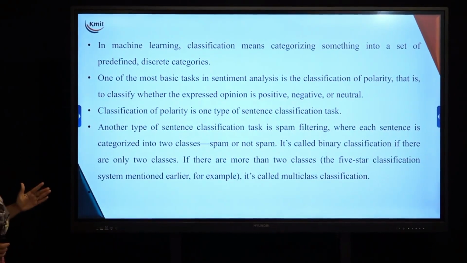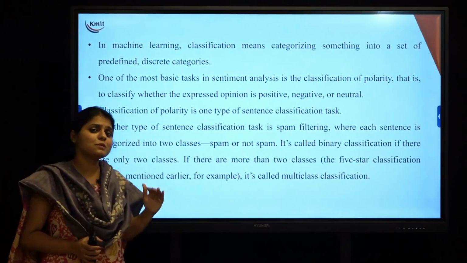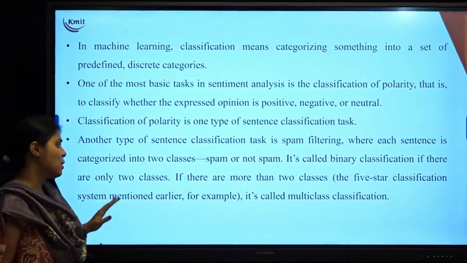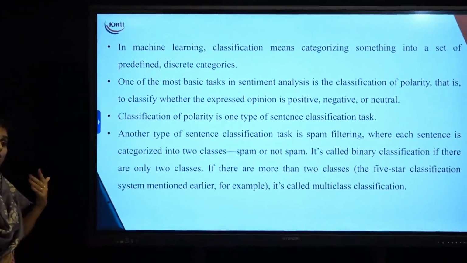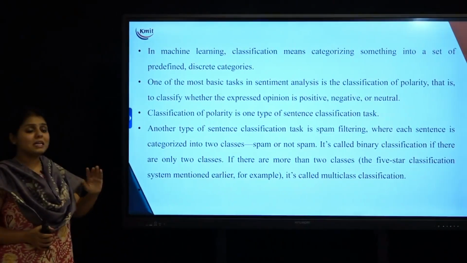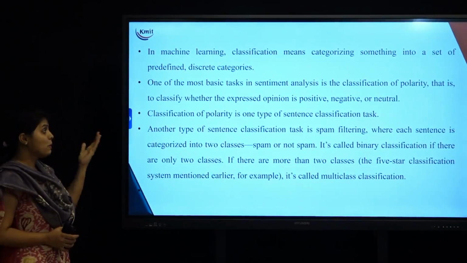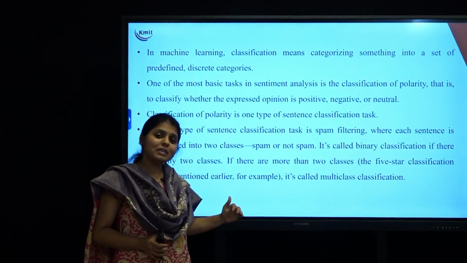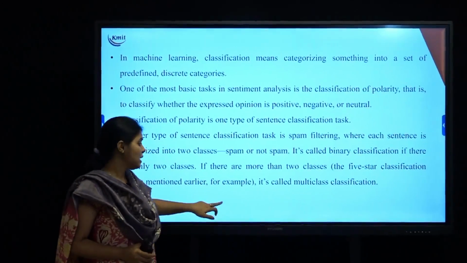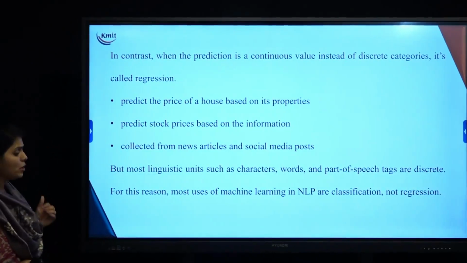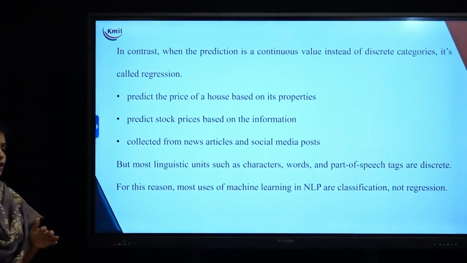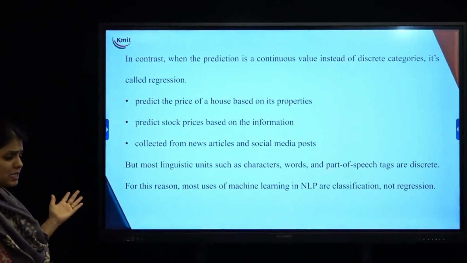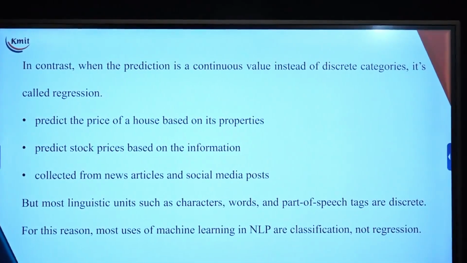When I talk about spam filtering, when I receive a mail it is spam or not spam. This comes under binary classification, but there are other examples. If you have more than 2 classes, they come under multi-class classification. So depending upon the task we take up, sentiment analysis may fall under binary classification or multi-class classification. Now in contrast to classification, we also have the prediction of continuous values. Instead of discrete values as in classification, we have prediction of continuous values, which is called regression.